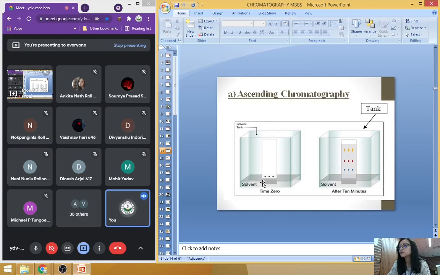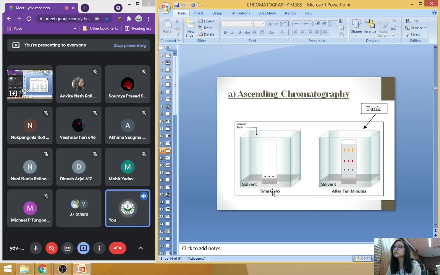So you draw a line with a pencil, and then you mark the points where you want to put the samples. For instance, here we have 3 points where you put the sample. Just a small drop, not too much, of the sample you apply on those points. Then we put this paper in this tank which contains the solvent, we cover the tank, and we leave it for about 14 to 18 hours.